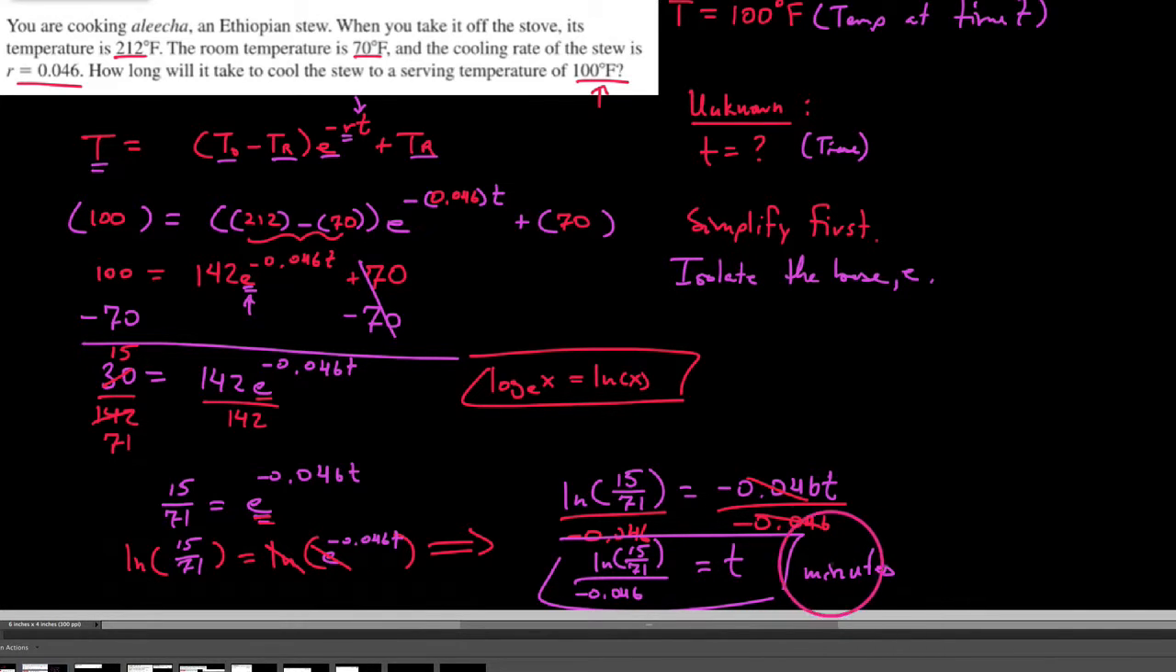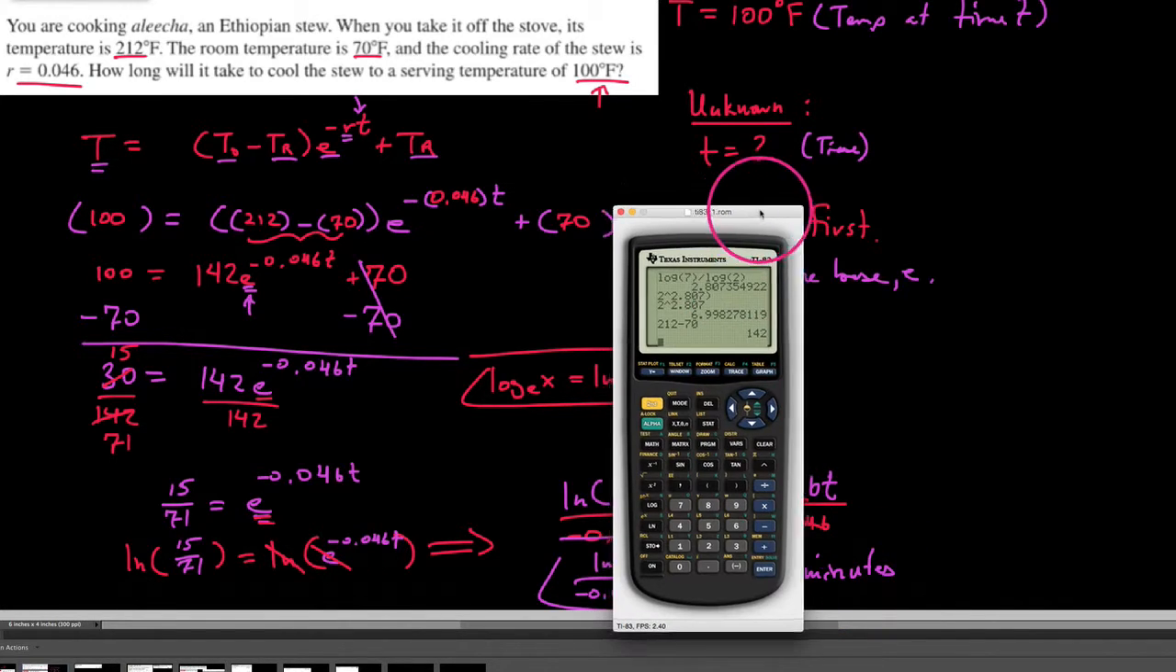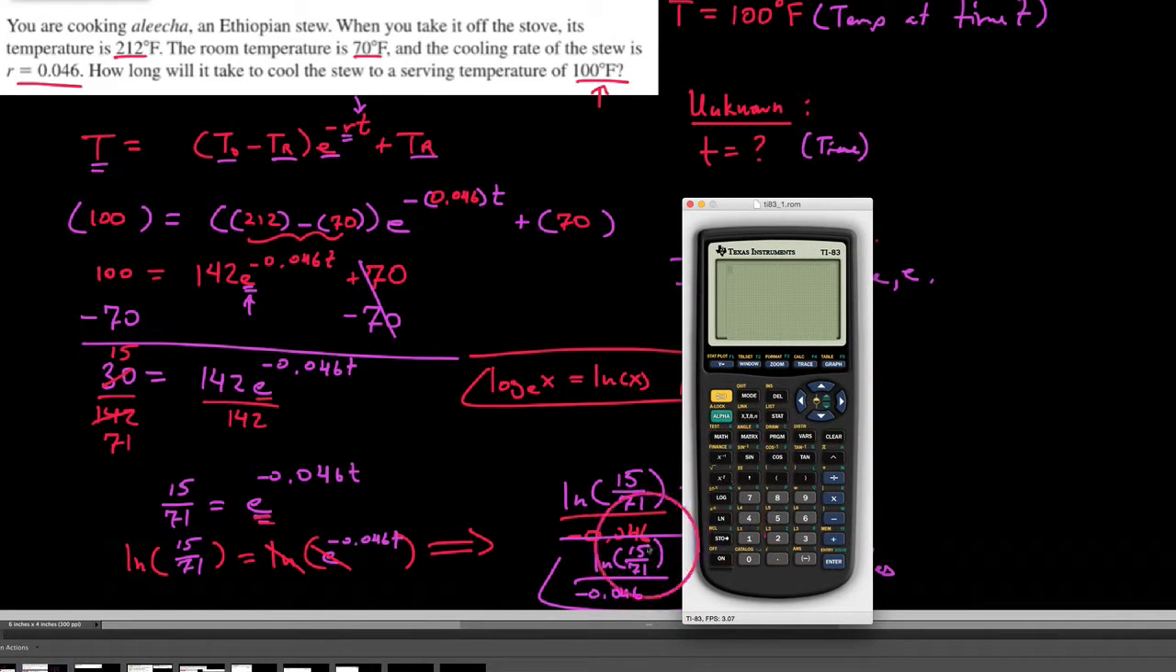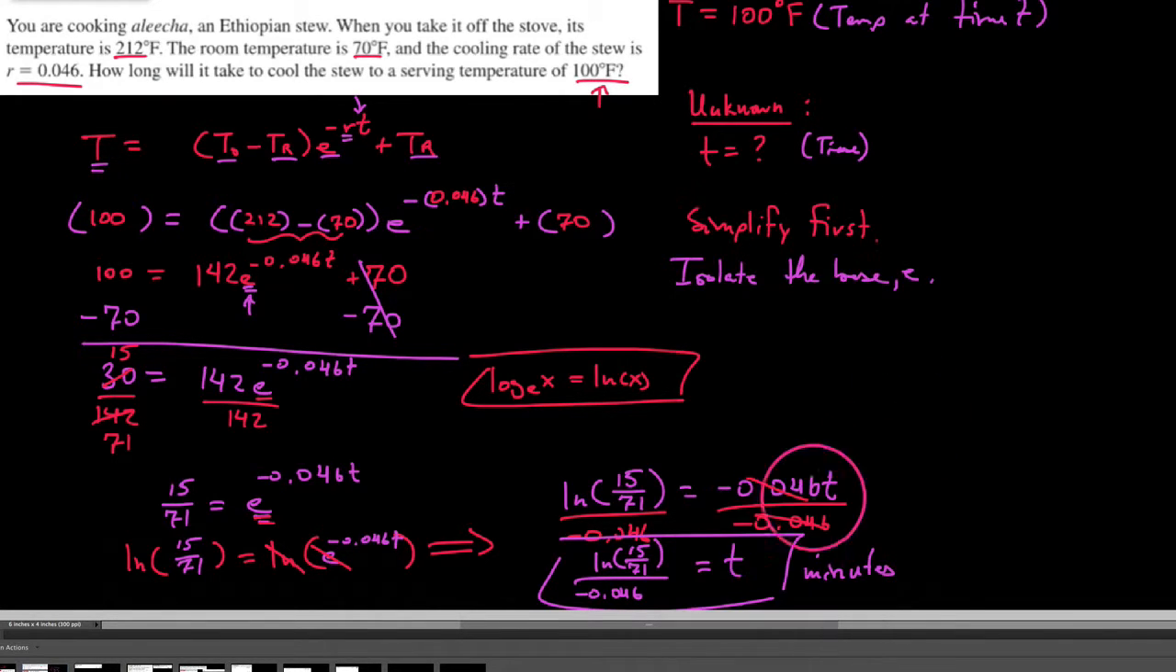But what we want to get here is a decimal. So with our calculators, let's clear all this out. We say the natural log of 15 divided by 71, in parentheses, divided by negative 0.046, is a time of 33.796. We'll go 33.8. So approximately 33.8 minutes later, we would go from being 212 degrees to being only about 100 if the room temperature is 70 degrees Fahrenheit and if this is our decay rate.